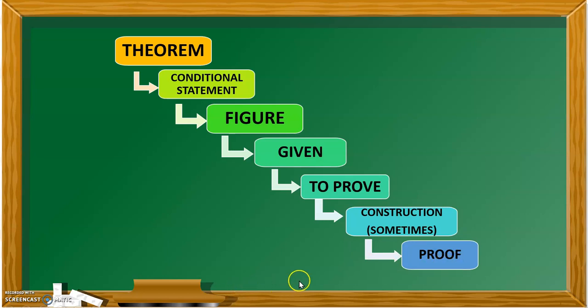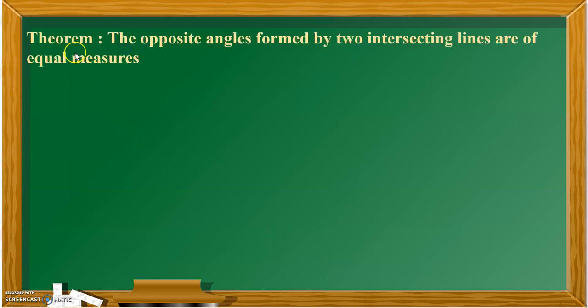Okay, so today we shall be dealing with one theorem which is based on vertically opposite angles. You have used this property in your lower classes, which says that the opposite angles formed by two intersecting lines are of equal measure. Now before I give the logical argument for this, we will see what exactly this statement means.